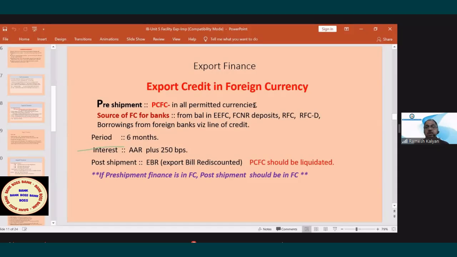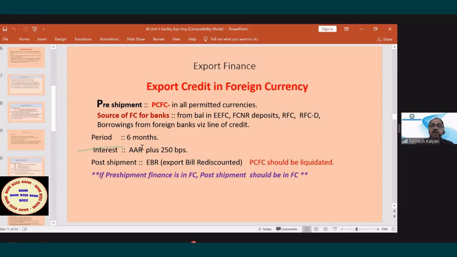And depending upon the priority, here it is important: first preference will be for the gold card status exporters. In the earlier slide we discussed gold card status exporters. There you will be giving preference. Period is maximum 6 months. And the interest is, instead of LIBOR, now the average rate is there. The AIR, that's what we call.